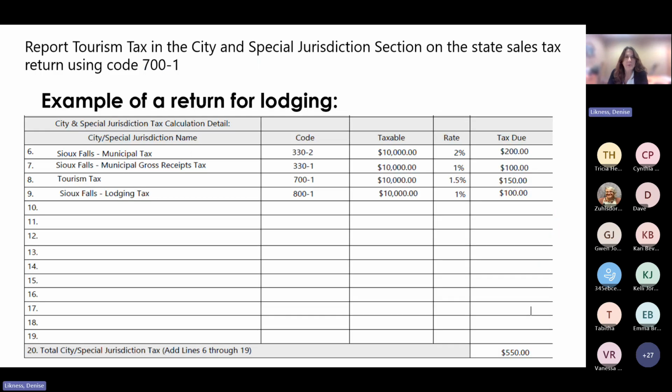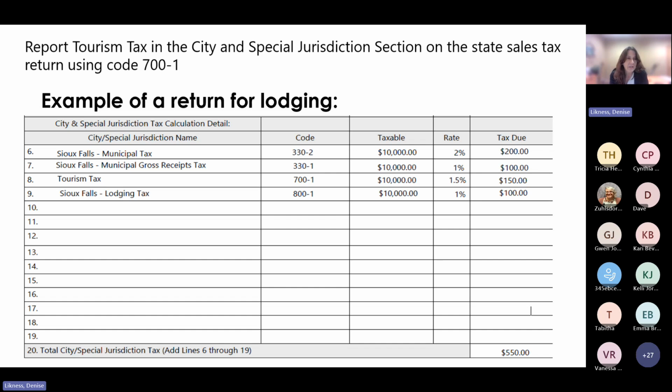This is just an example of the return when you fill it out for the municipal gross receipts tax and the tourism tax. The code for the tourism tax is 700-1, and it does have to be separate. Again, those monies are earmarked for different things in the state. It doesn't go into just the general fund, the total amount doesn't.